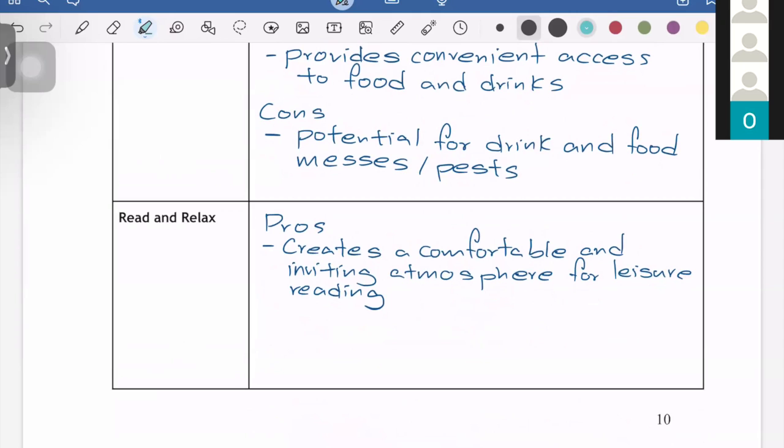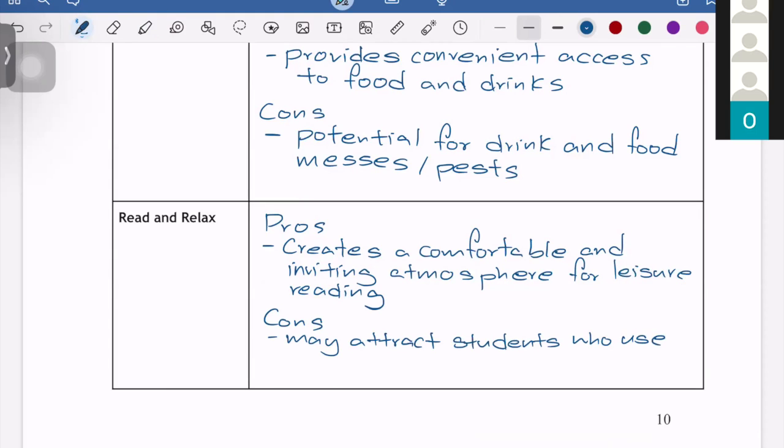Okay. Cons for read and relax. Eating. People might use it for other purposes, for example, playing games. Good. So it may attract students to use the space for sleeping instead of reading.